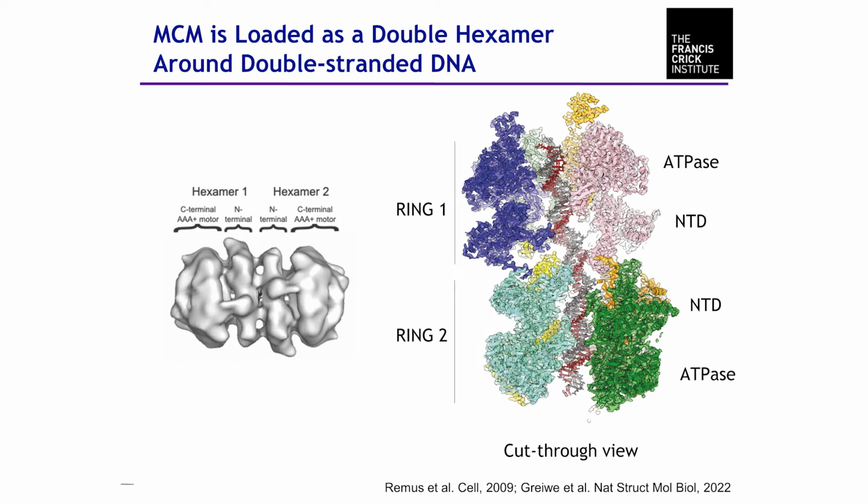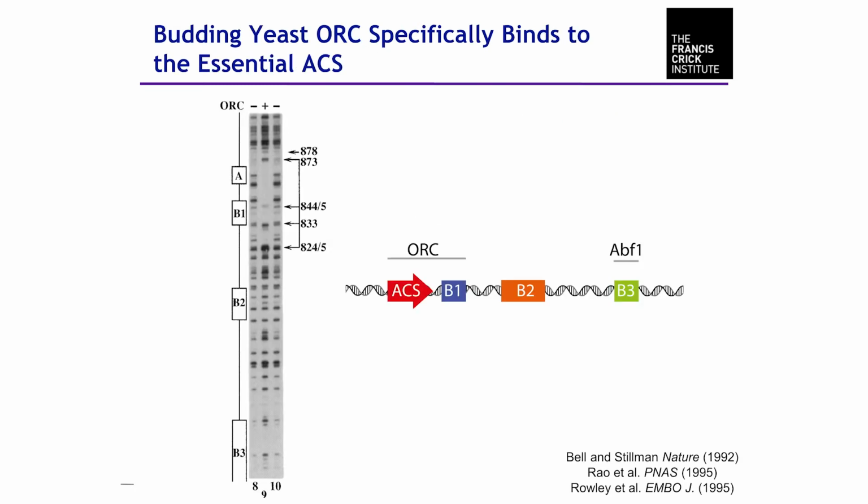Yeah, so I've told you about this already, but this sort of belies something that's actually quite interesting. So I've told you that there's this high affinity ORC binding site on the DNA, and I've told you that the MCMs are loaded as a double hexamer.